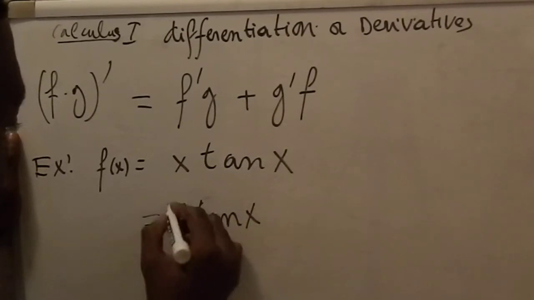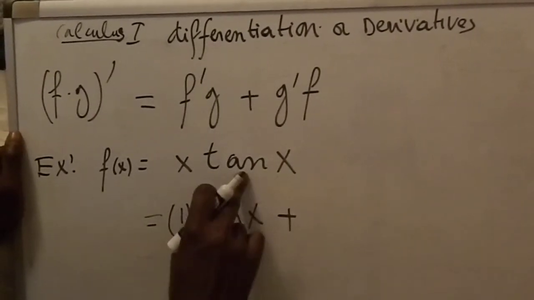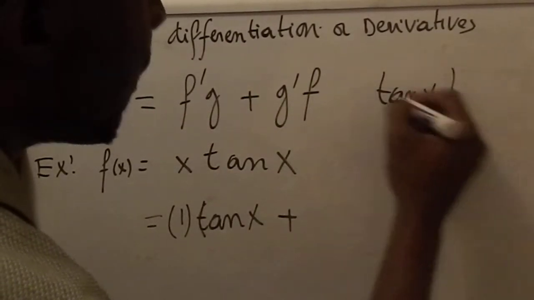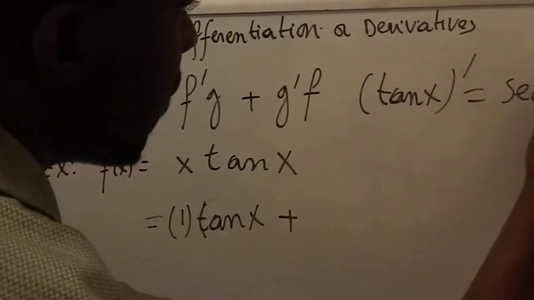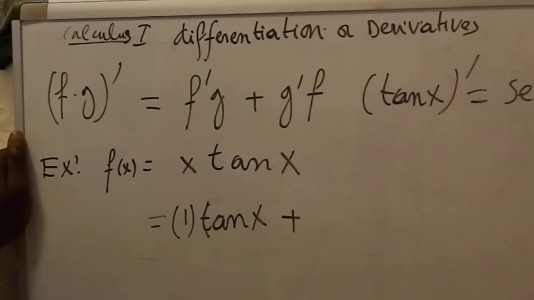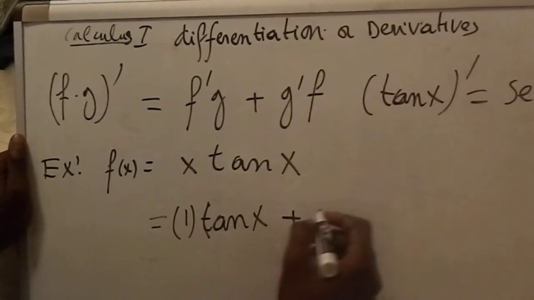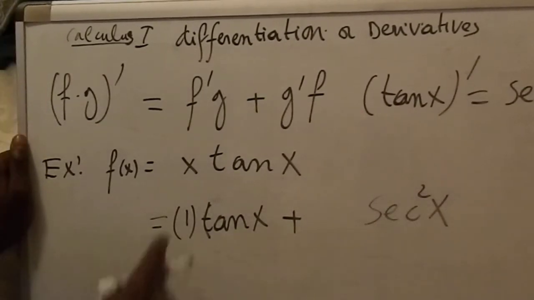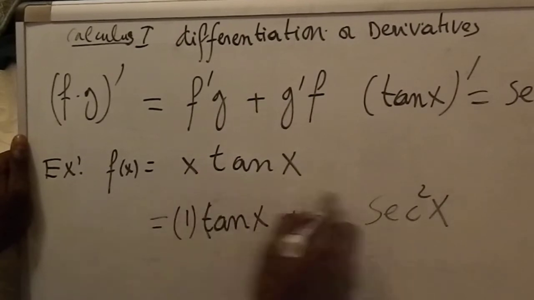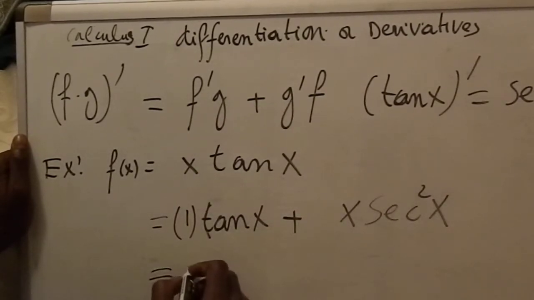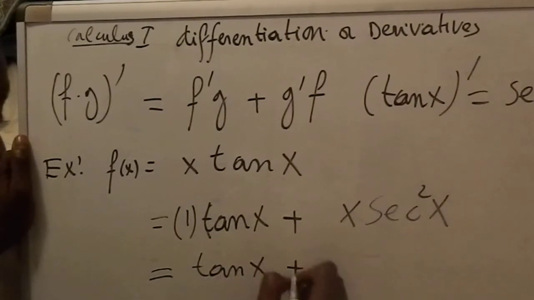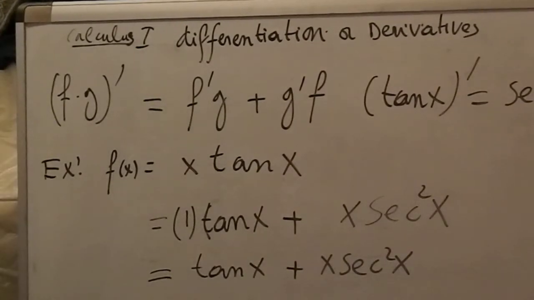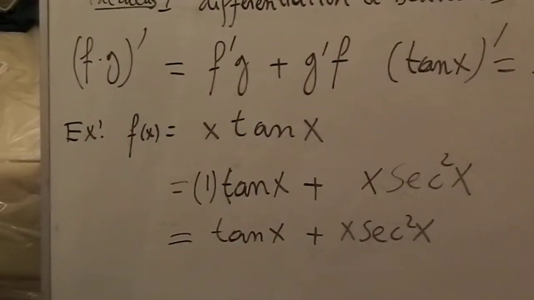You can see that. Plus the derivative of this one, g prime. The derivative of tangent x is secant squared x. That means it's going to be plus secant squared x, but times f. My f was x. So my final answer is tangent x plus x secant squared x. As you can see, that will be your final answer.